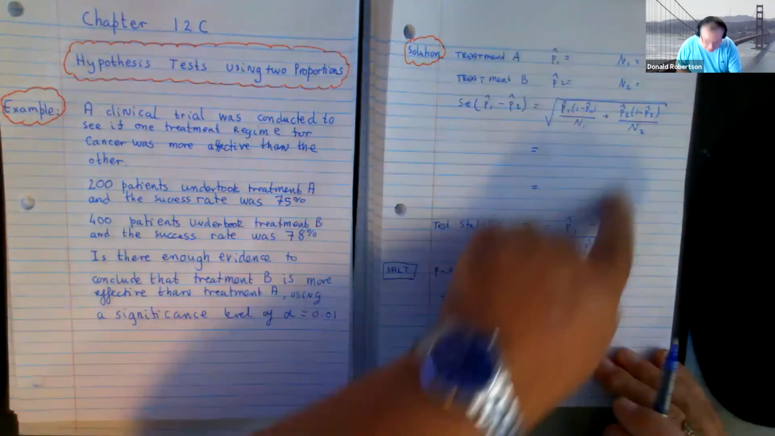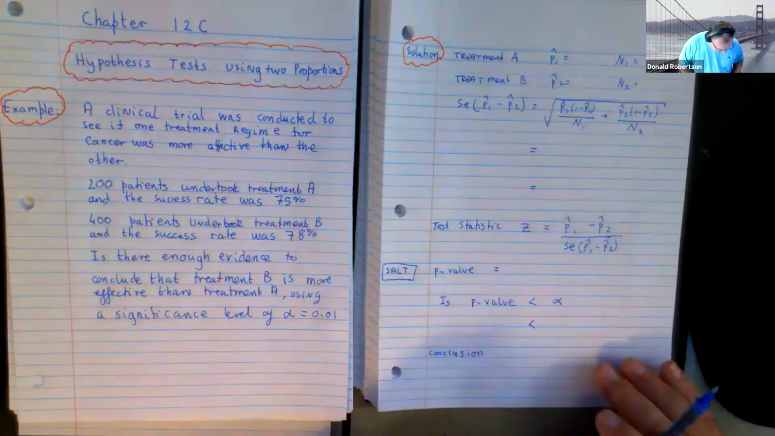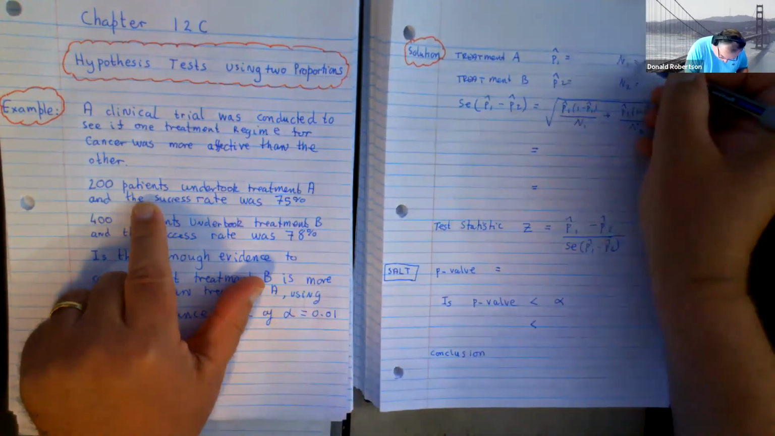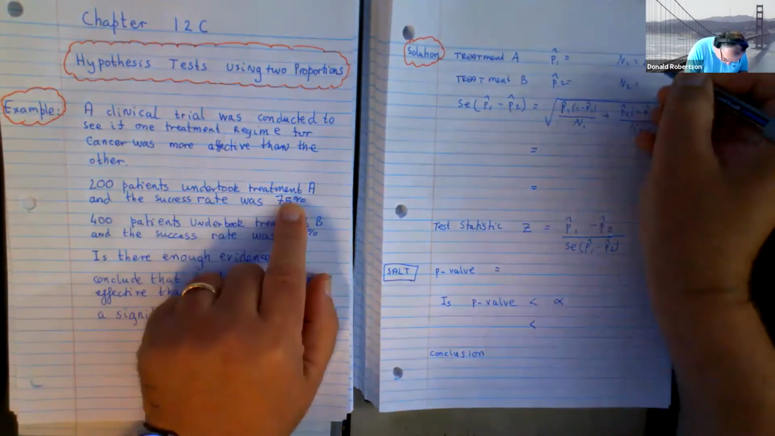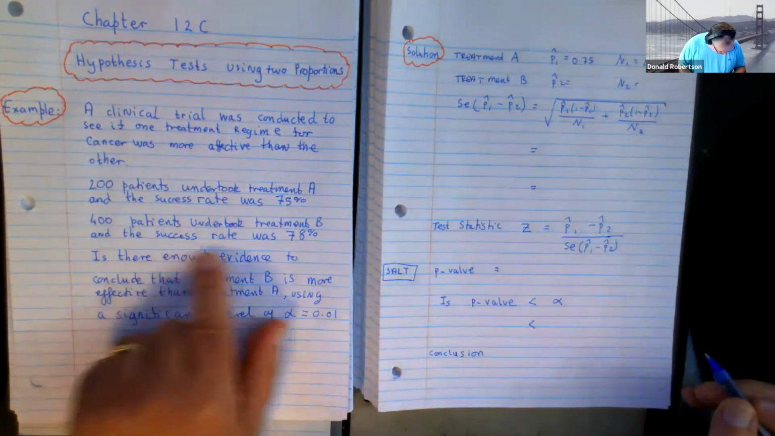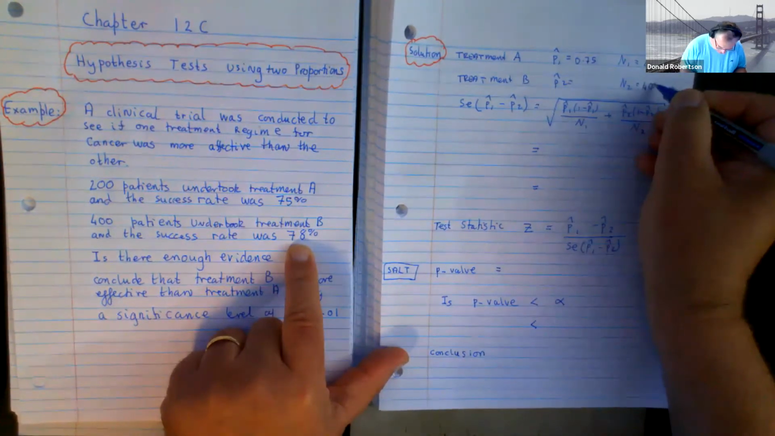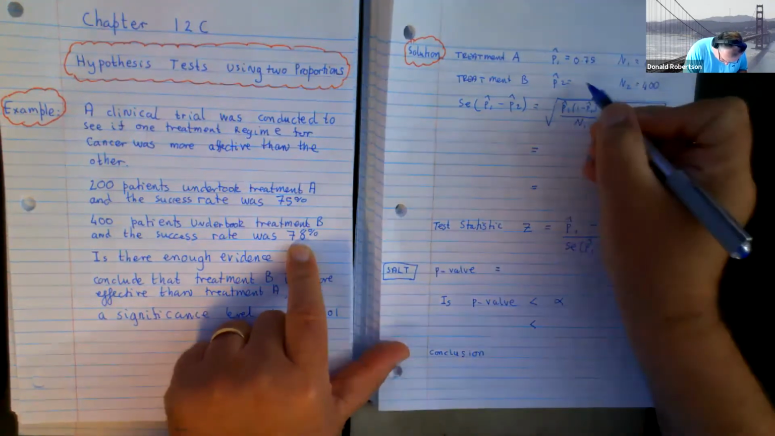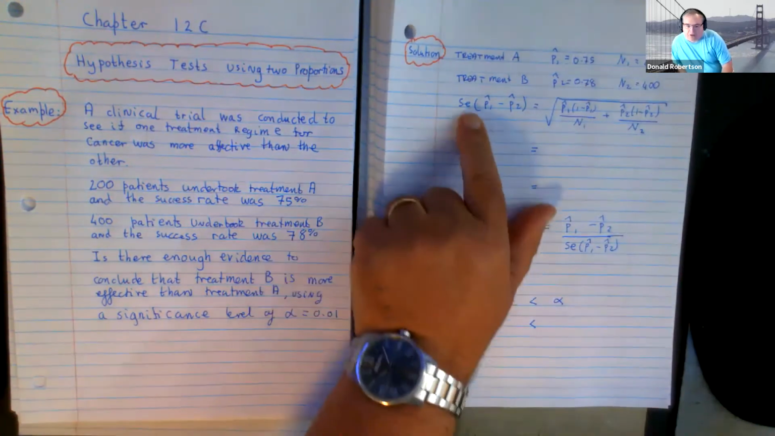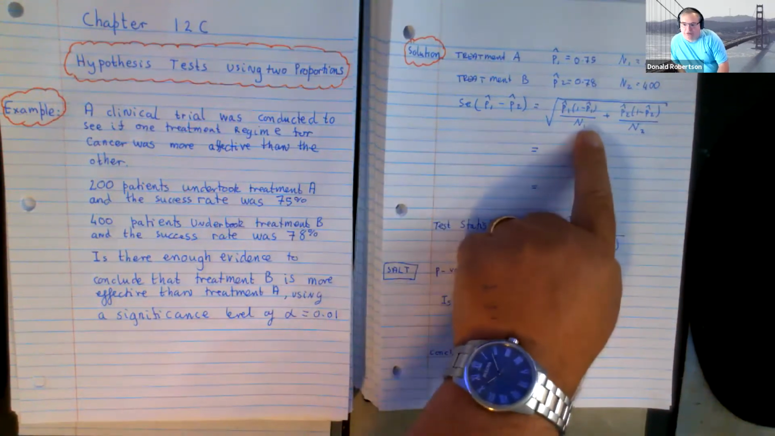So first part of the puzzle is this. I'm just going to take this information and we're going to transfer it over here. So what have we got? For the first group, there are 200 patients and their success rate is 0.75. And for the second one, there are 400 patients and the success rate is 0.78. We're going to calculate the standard error of the difference. You've recognized this ugly formula.